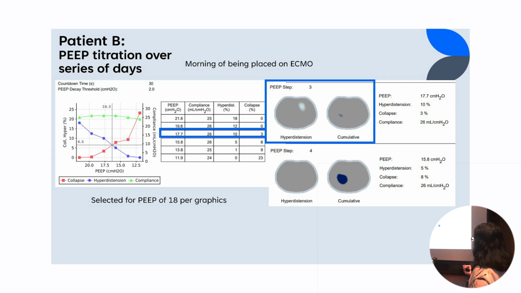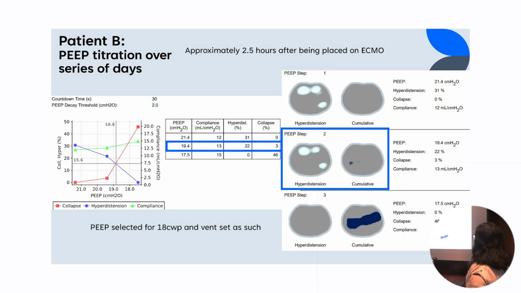Hyperdistension of only about 10% and 3% collapse. If we started to go a little bit lower, we'd get more collapse, and you can see that more dramatically demonstrated in the visual representation here too. So that was how we decided to stay where we're at with the PEEP of 18. This is about 2.5 hours after being placed on ECMO.